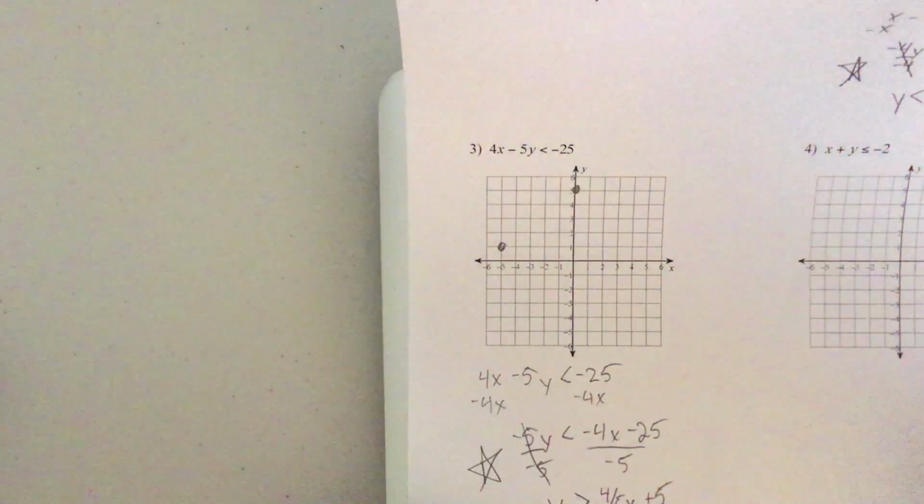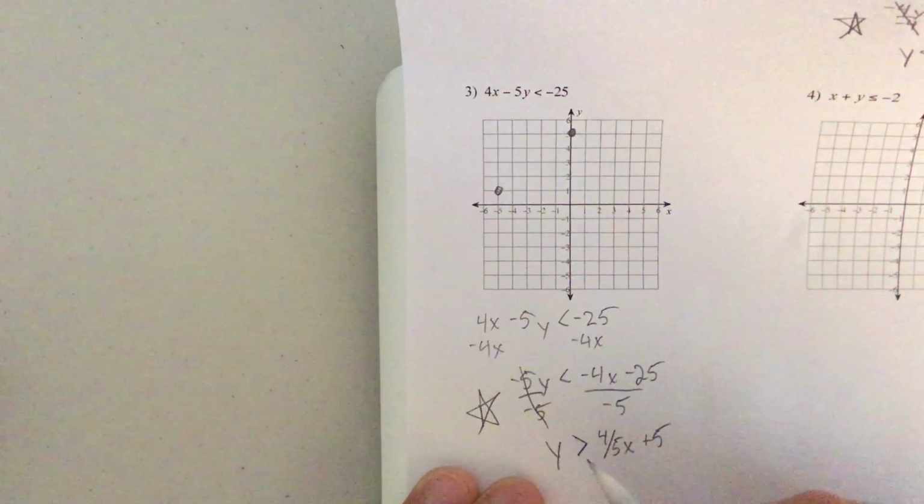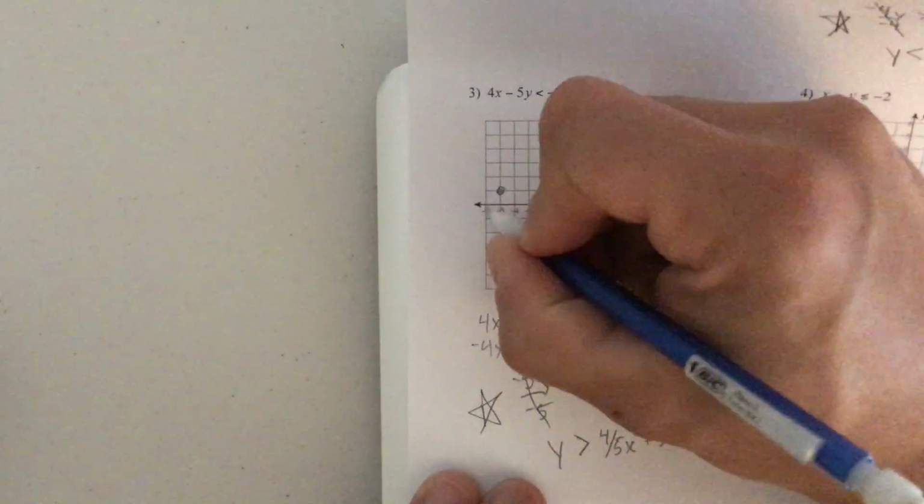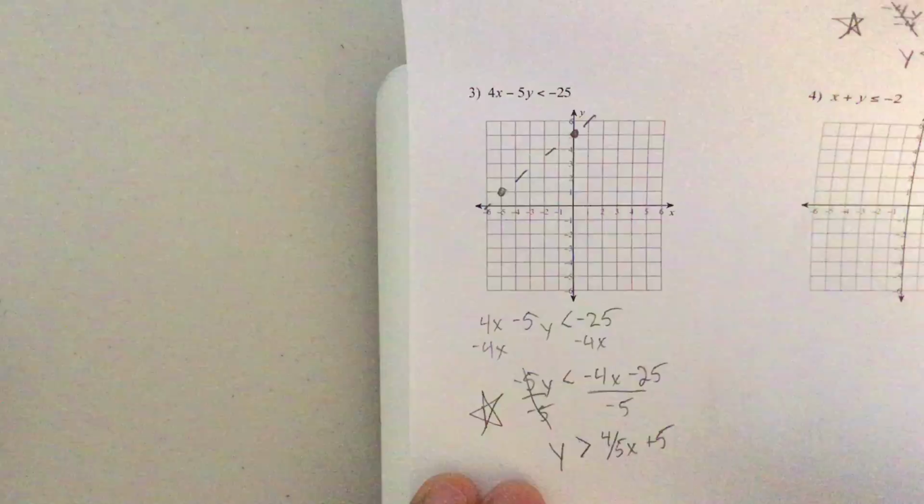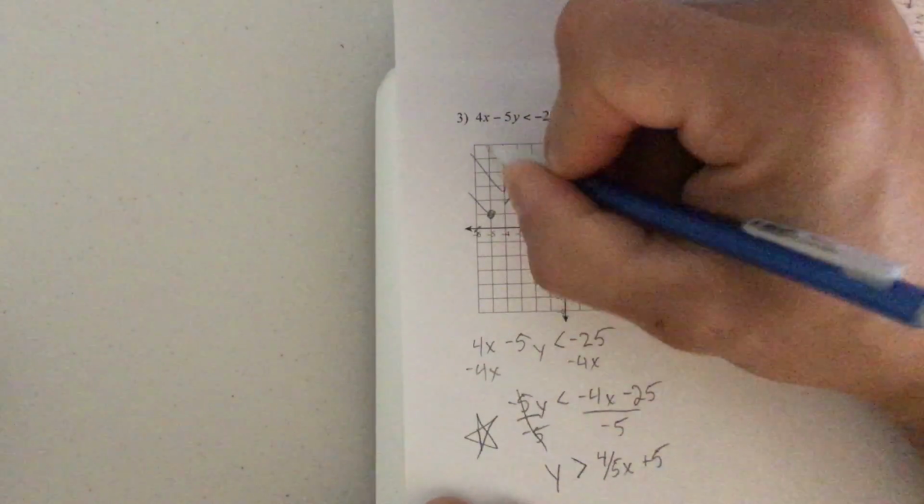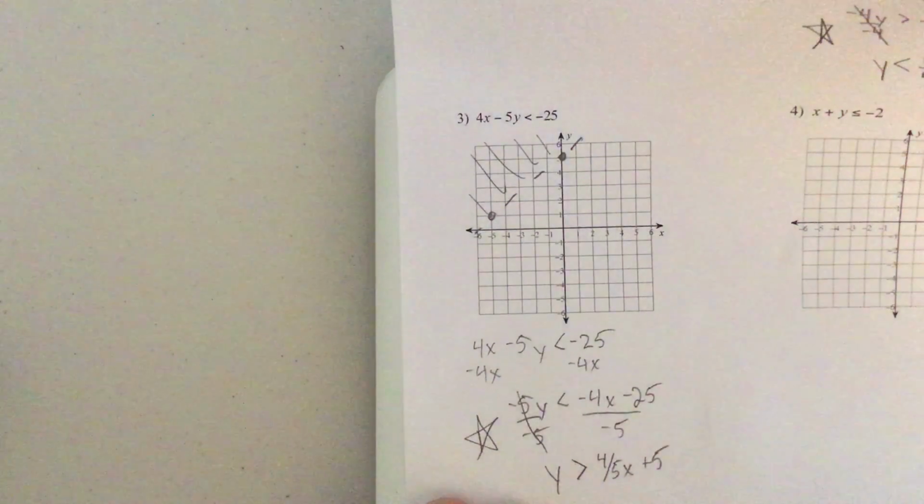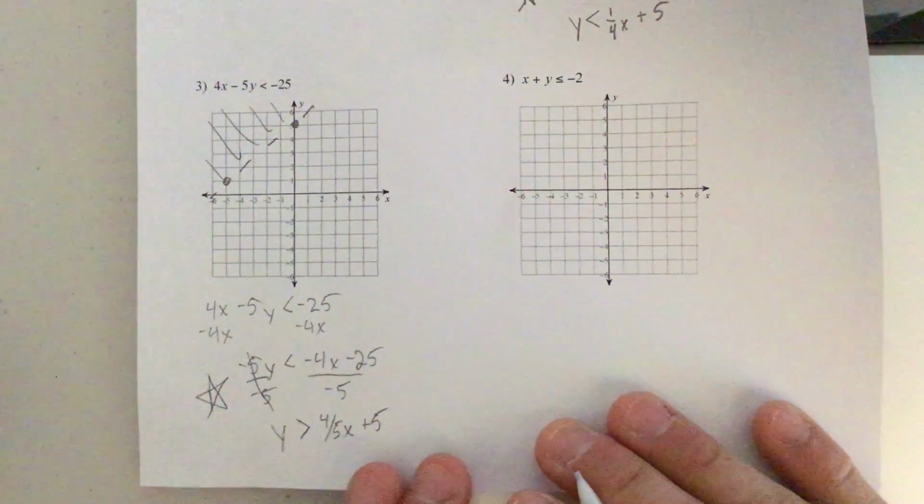So we have our 2 points. What kind of line is it? Well, there's no or equal to here, so that means it's dotted. And it is greater than now, so that means we're going to shade above. Awesome. Last one, number 4.